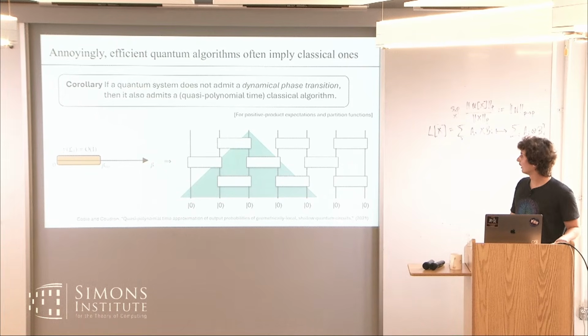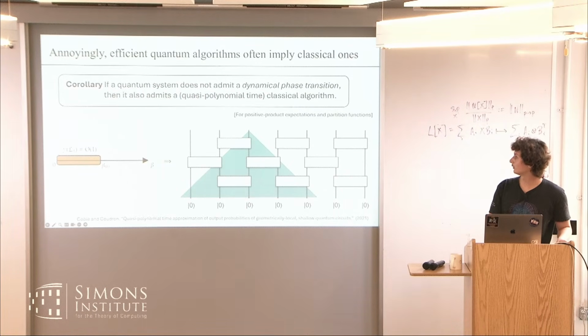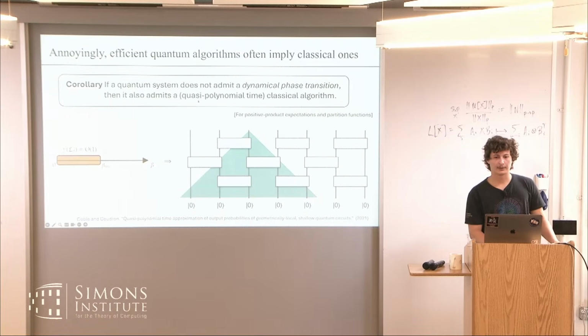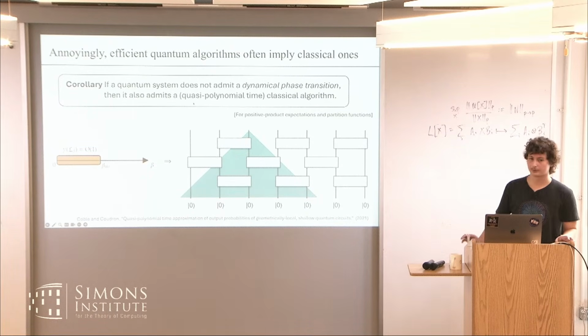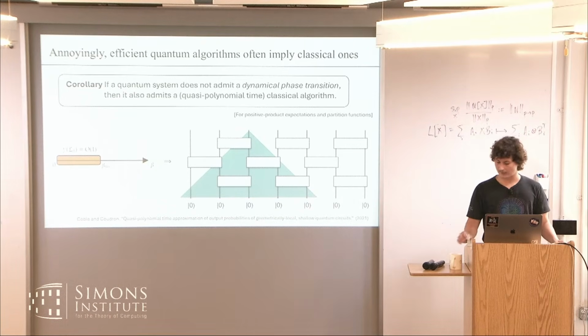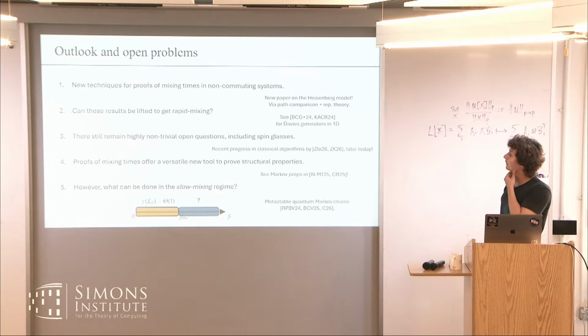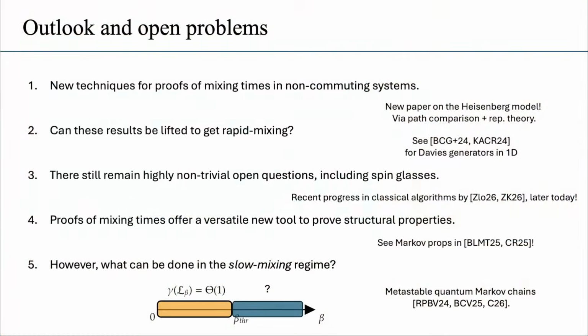Now, I'd like to pose as an open problem reducing these runtimes to strictly polynomial time. Currently, there are some key bottlenecks to performing these improvements. But it does seem like an intriguing question for future work. So with that, sorry for going a little bit over time, but I wanted to pose some outlook and open problems. So to summarize, we have these new techniques for proofs of mixing times in non-commuting quantum systems.